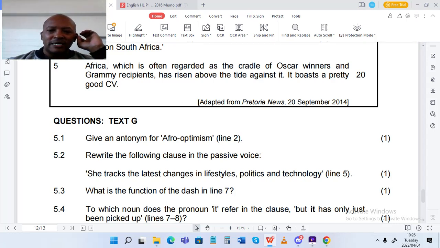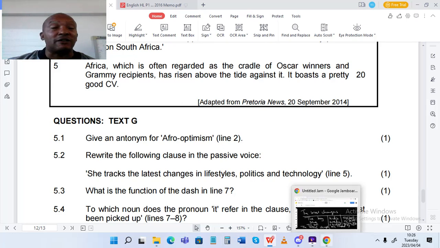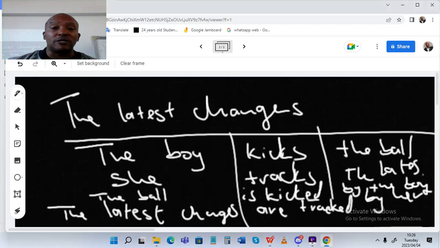To which noun does the pronoun it refer in the clause, but it has only just been picked up? To which noun in line 7 to 8? So you go to line 7 to 8, don't let all of that confuse you. That's the first thing I will do. Even if I don't know, I'm going to try and understand what the sentence is saying. To which noun? They're asking you. If this is me in the exam, I would do this.